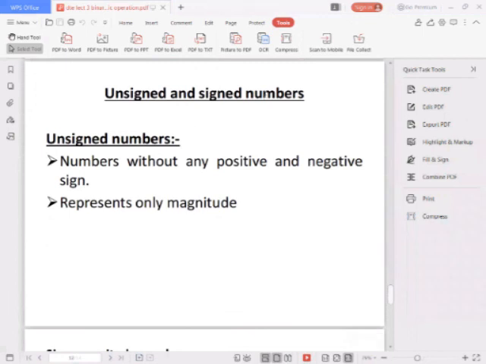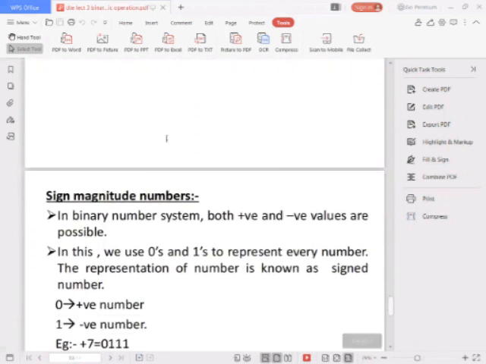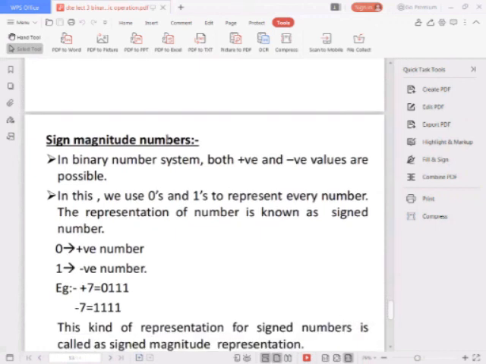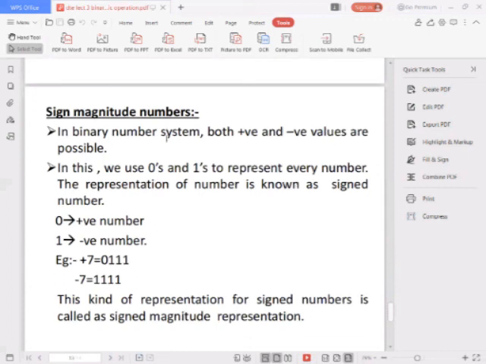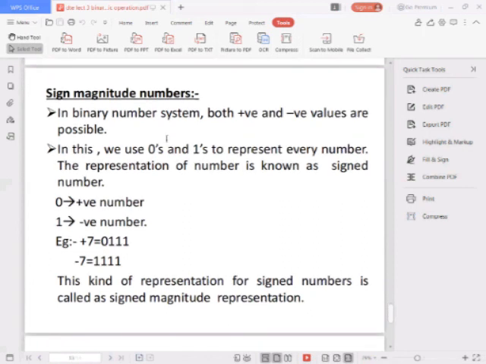Then the further topic is unsigned and signed numbers. Unsigned numbers, that is numbers without any positive or negative sign, represent only magnitude. And signed magnitude numbers are as follows. In the binary system, both positive and negative values are possible. In this, we use zeros and ones to represent every number. The representation of a number is known as a signed number. That is, 0 indicates a positive number and 1 indicates a negative number.